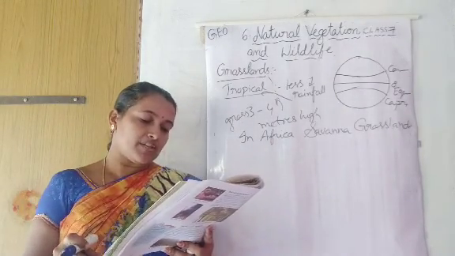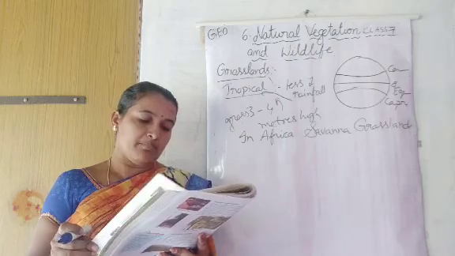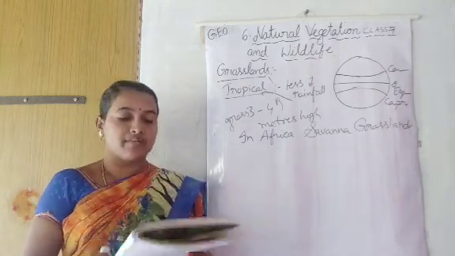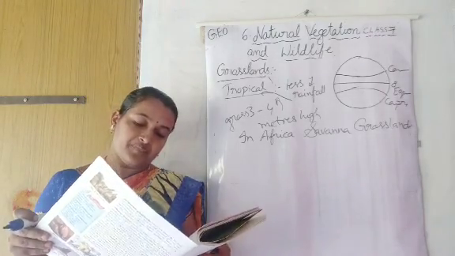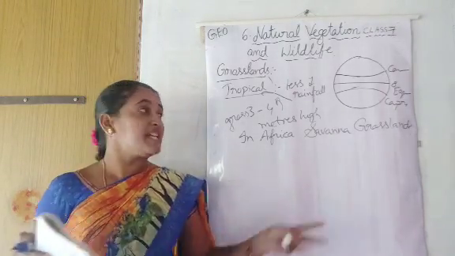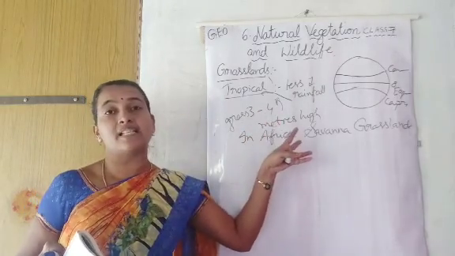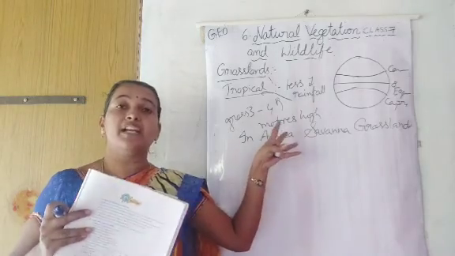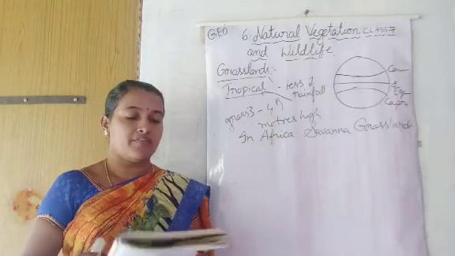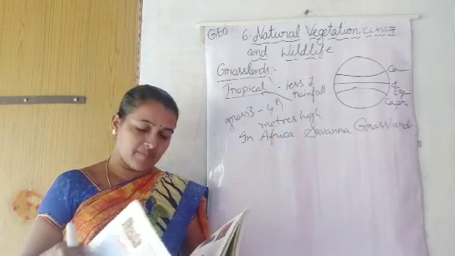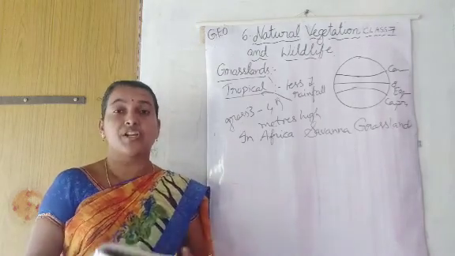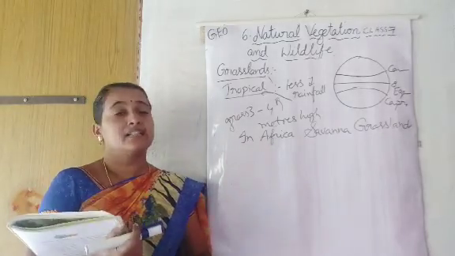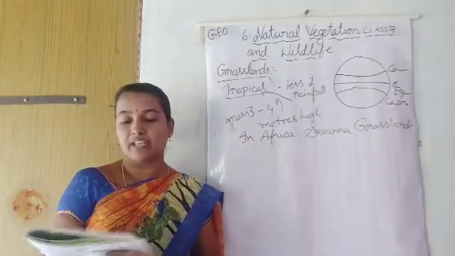Elephants, zebras, giraffes, deer, leopards are common in tropical grasslands. So here we can find all these types of animals. Elephants are big, and with grass up to 3 to 4 meters, only big and tall animals will be found here. Elephants, zebras, giraffes, deer. That means animals which graze grass are found here.